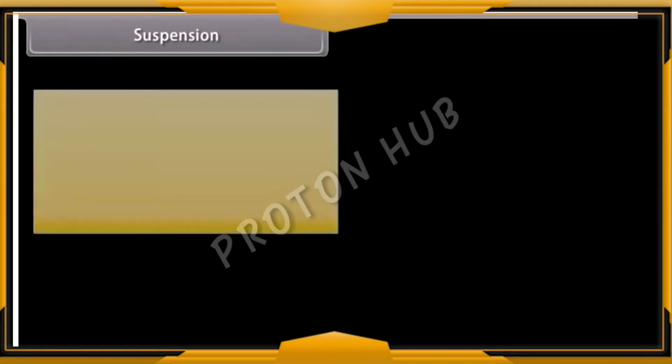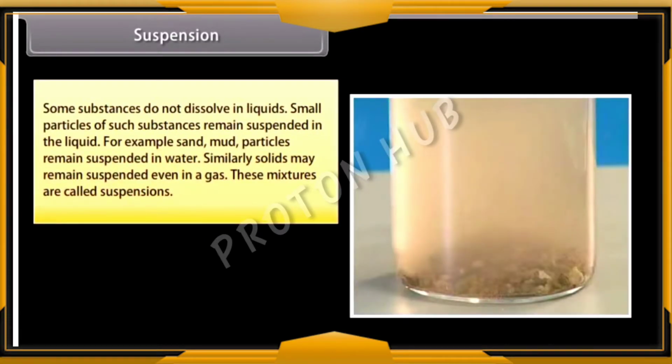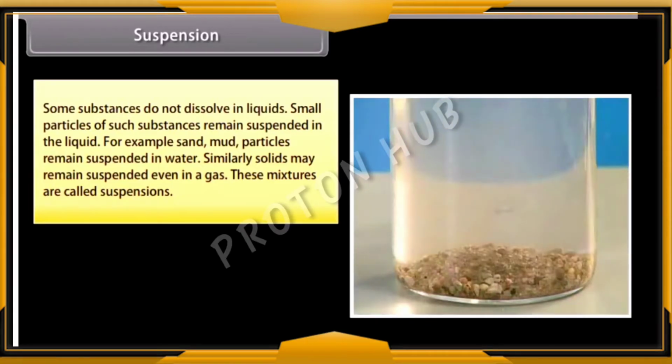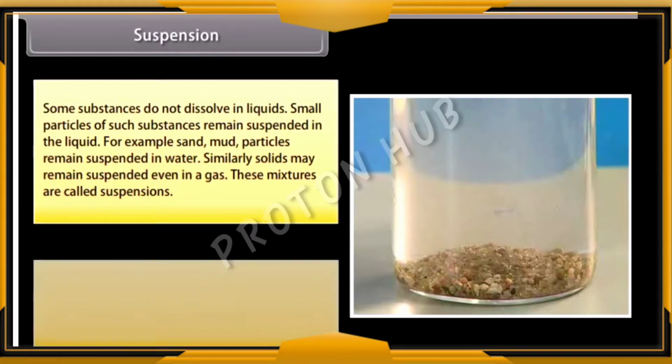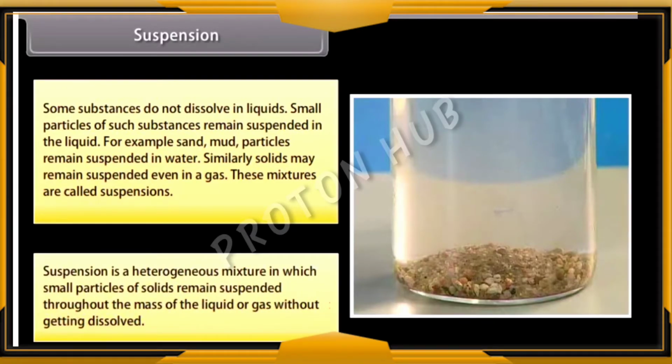Suspension. Some substances do not dissolve in liquids. Small particles of such substances remain suspended in the liquid. For example, sand, mud particles remain suspended in water. Similarly, solids may remain suspended even in gas. These mixtures are called suspensions. Suspension is a heterogeneous mixture in which small particles of solids remain suspended throughout the mass of the liquid or gas without getting dissolved.